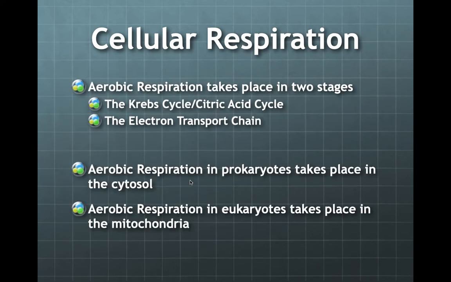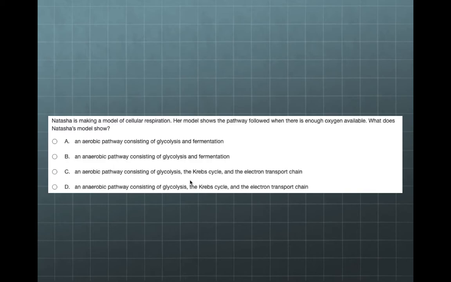Aerobic respiration takes place in two stages. We have the Krebs cycle, or citric acid cycle, which is the same thing, and then we have the electron transport chain. Aerobic respiration in prokaryotes takes place in the cytosol. Aerobic respiration in eukaryotes takes place in the mitochondria. Most of the time, we're going to think of aerobic respiration in eukaryotes. And here's another example question for you, kind of going back through what we just talked about.